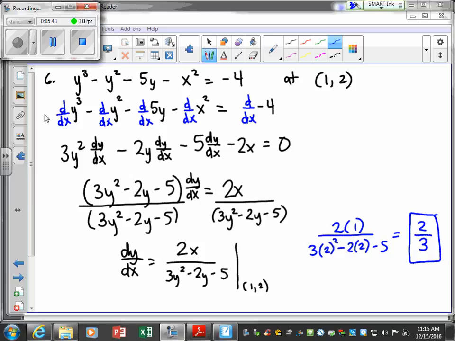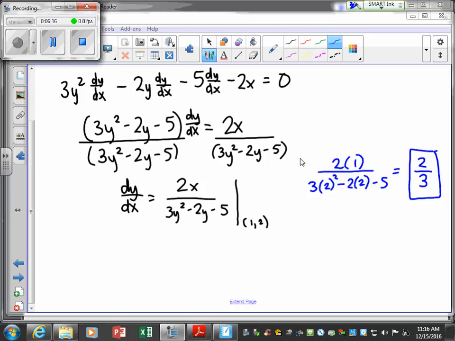Okay, so basically take d/dx of each term. Then all of these terms, I could take a dy/dx out as a common factor, and we would be left with this parenthesis. Of course, this 2x term was moved to the right. Divide both sides by the parenthesis. This is our equation for our slope. We evaluate at the ordered pair (1, 2), and that's going to give us 2/3. So pause it and check your work on that.